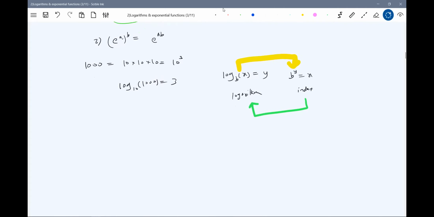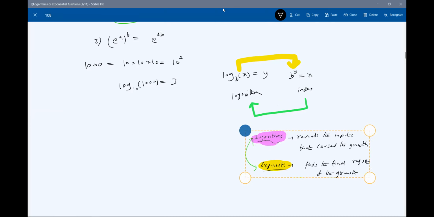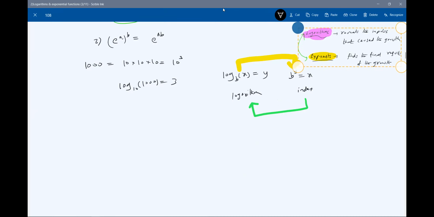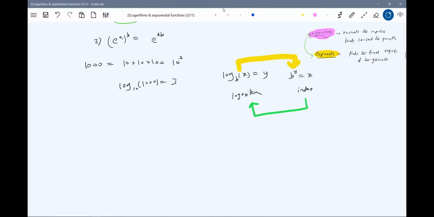Let me bring that here. Please, all of you, look at that sentence once again.